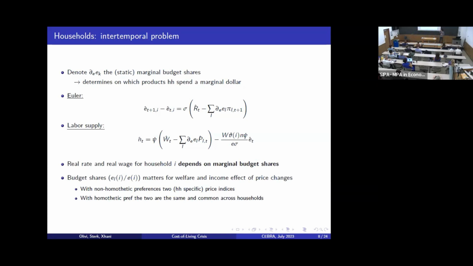So when you have homothetic preferences instead of non-homothetic ones, you have only one price index that matters, the standard budget share. And it's going to be common across all households.